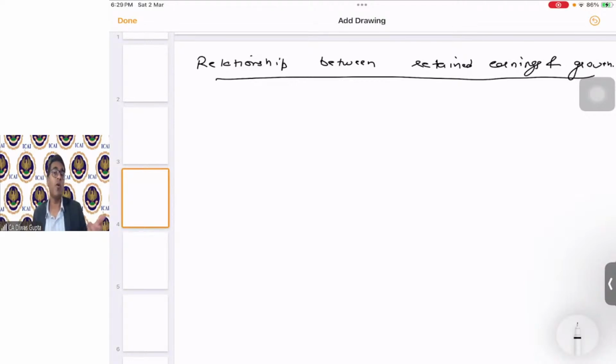Growth can be in any form, right? So let's try to understand. This is, let's say, year one. The company has earned 100 crores of profit.